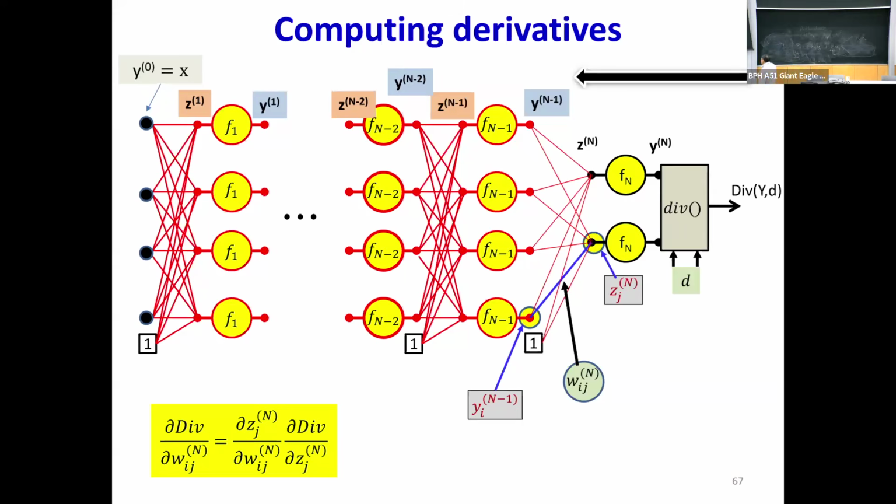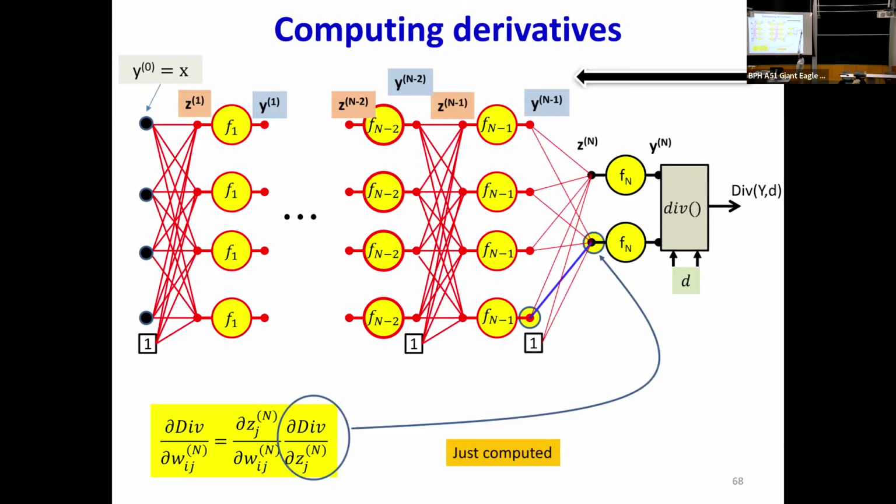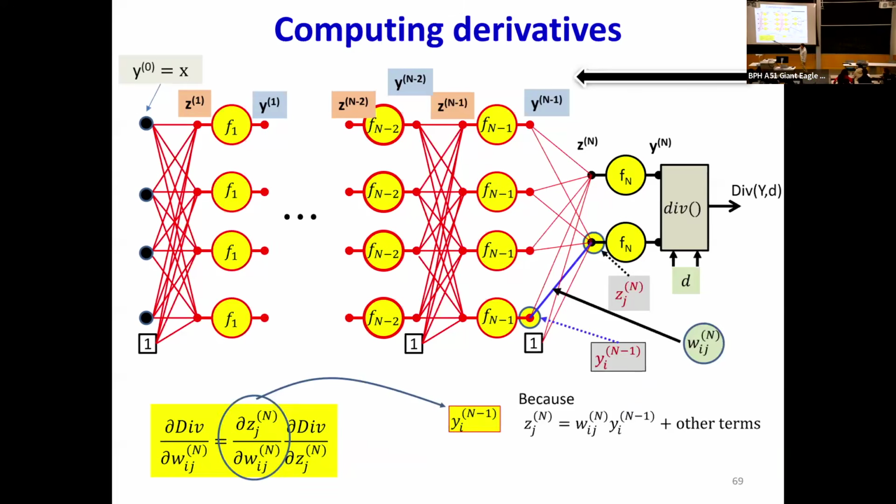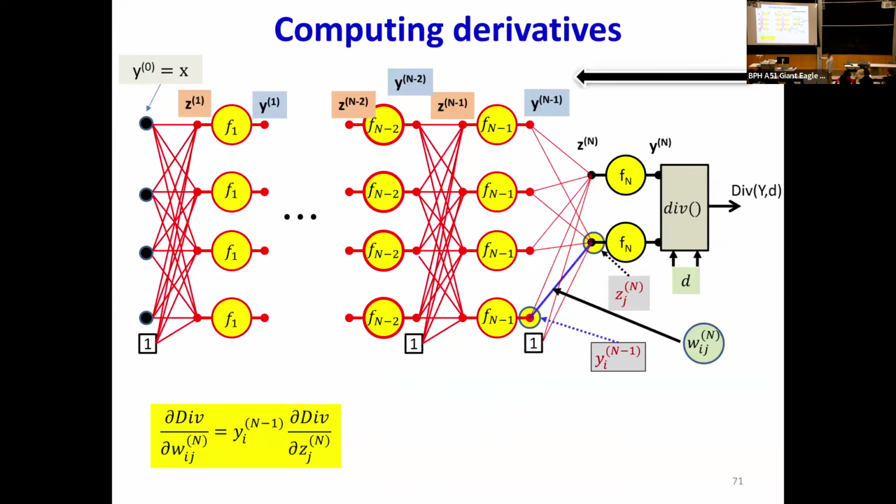So the derivative of this z with respect to this weight is simply going to be the term at this node. And so this derivative of the divergence with respect to z was already computed as you were going back. The derivative of z with respect to w is simply going to be the y out here. I can plug that in. And so I have my derivative of the divergence with respect to that weight. This is something that I'm going to need for the gradient update rule, right? Gradient descent. Everybody with me?